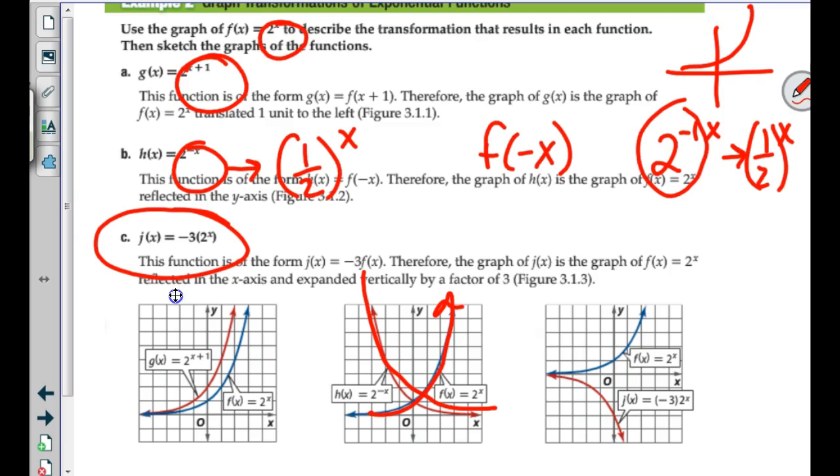2 things. The negative will reflect it over the x-axis, and the 3 actually stretches it faster vertically, so it goes down faster. See how instead of crossing at 1, it's crossing down at negative 3.